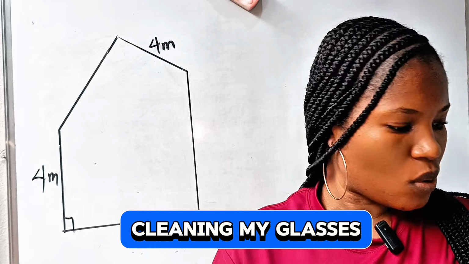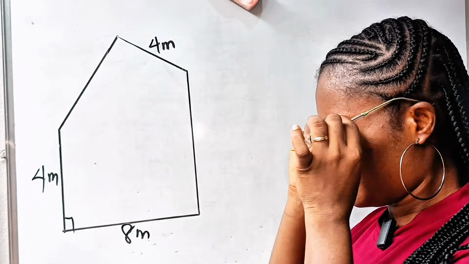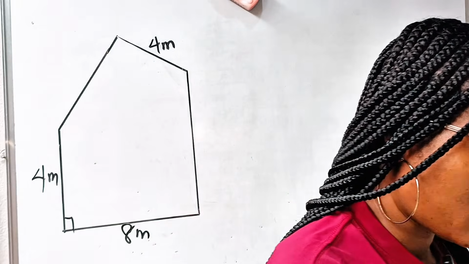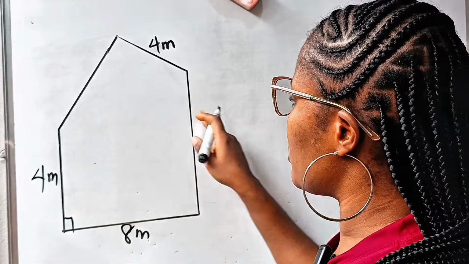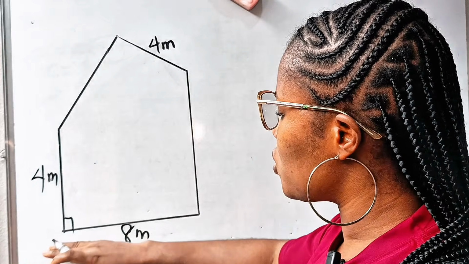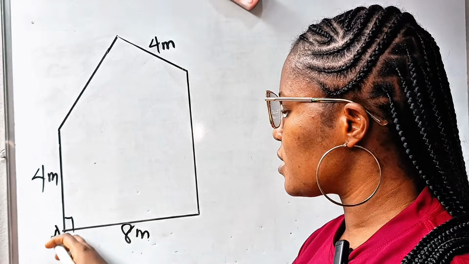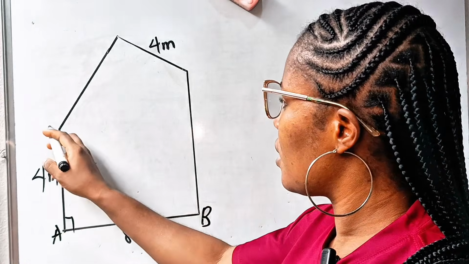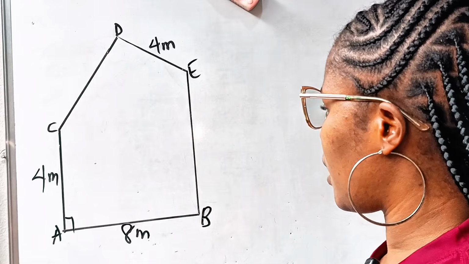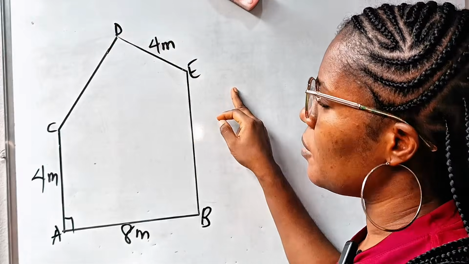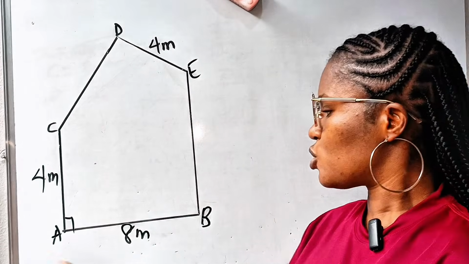So to do this, what we are going to do is simple. First of all, we need to do this. Let's join this point to this point. We are going to draw a line parallel to this base. If we call this A, B, C, D, and E, now let us draw a line parallel to AB.